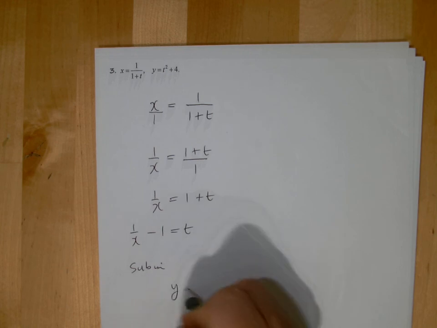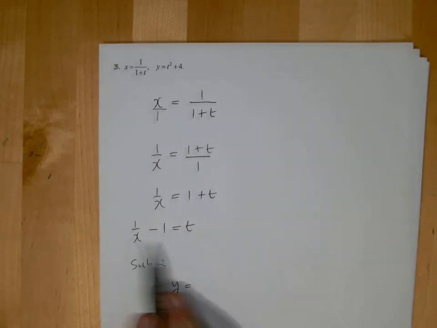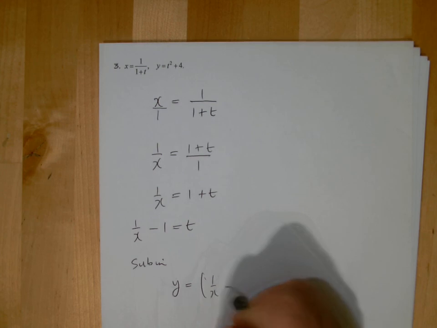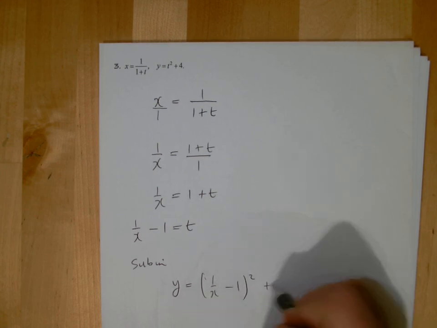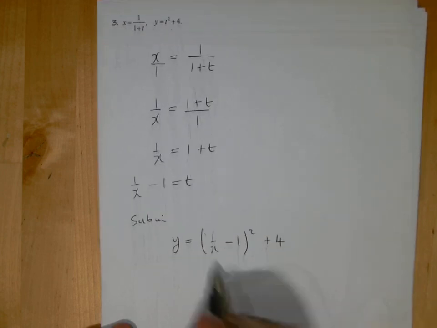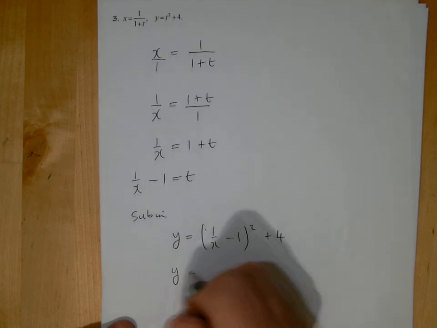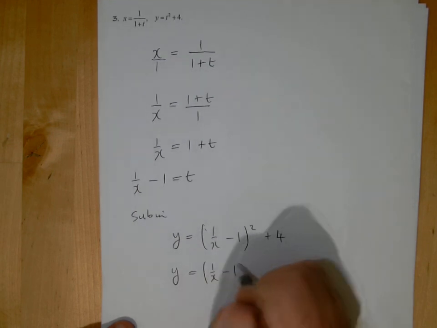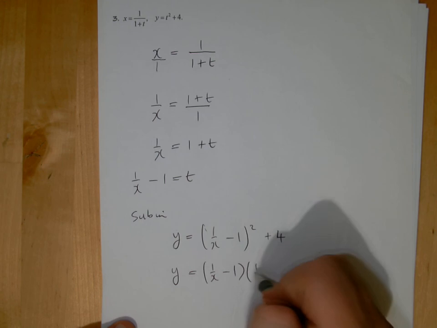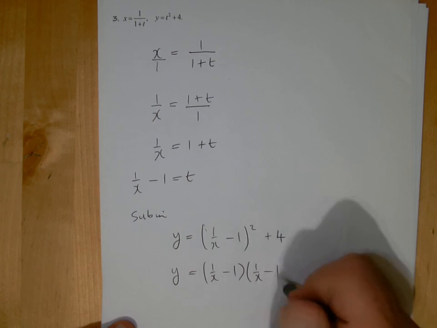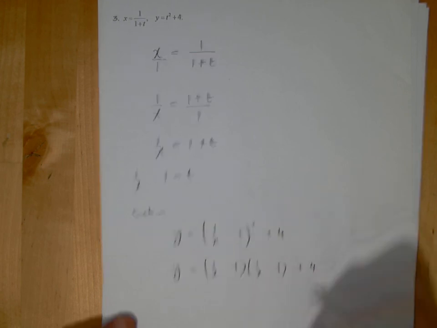Okay, and then finally you have to substitute that in there, so sub in. So you have y equals, well, you've got to square it, so we're going to square this and then add on the 4. Okay, so again, it's a case of multiplying this out. Okay, so you have 1 over x minus 1, 1 over x minus 1, that's the 4.